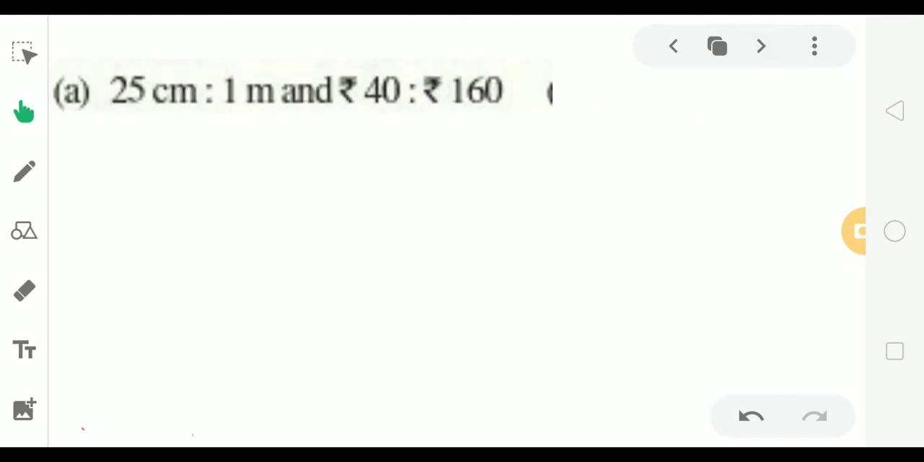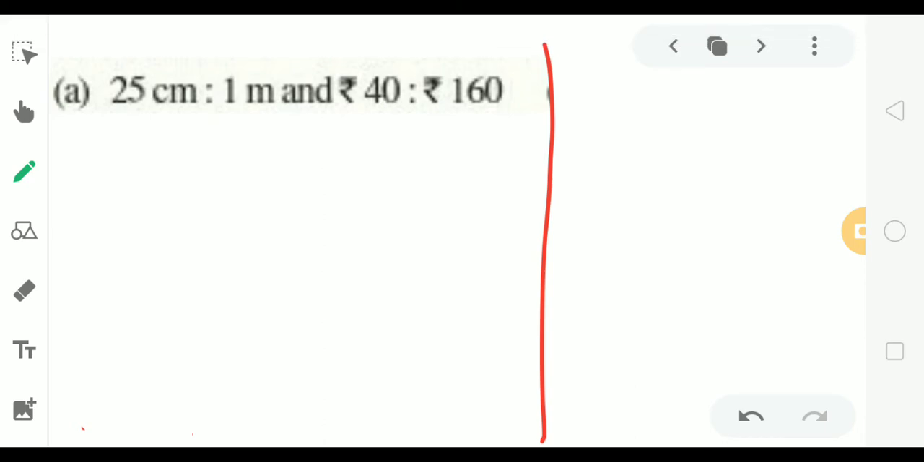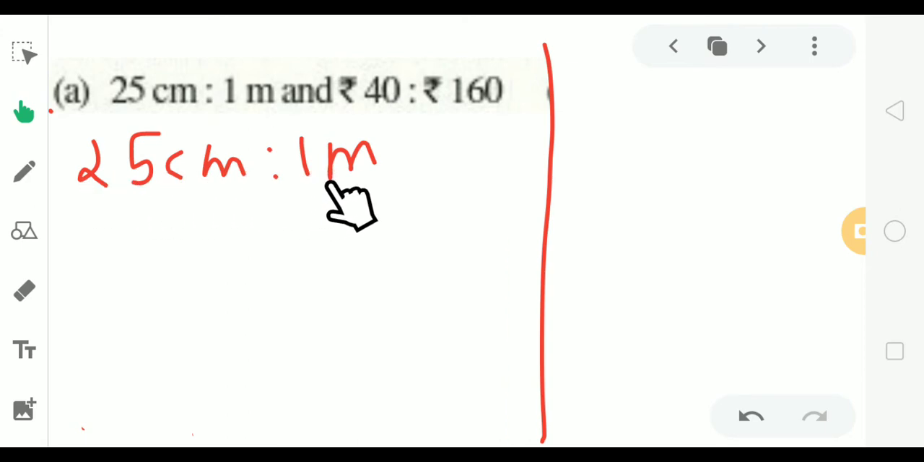Now let us see here. We have to first check whether the four quantities form a ratio or not. Then we write the middle terms and extreme terms. So the first ratio here is 25 centimeter is to 1 meter. Here we find that in the first ratio two quantities are with different units. We learned that when we compare as a ratio, quantities must be in the same unit.